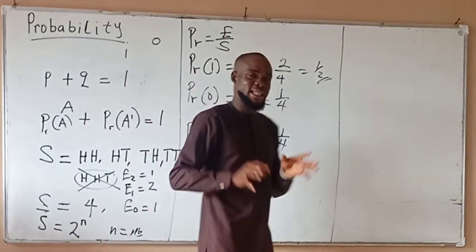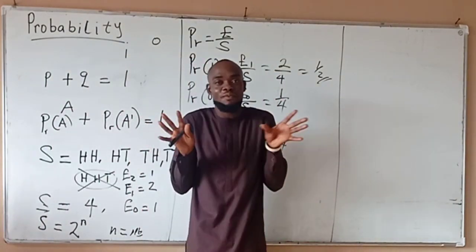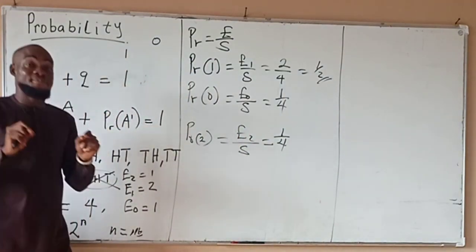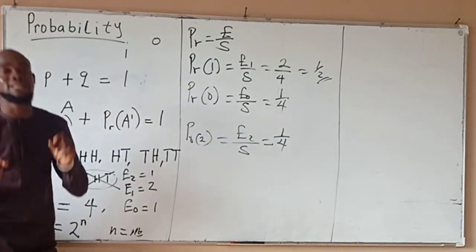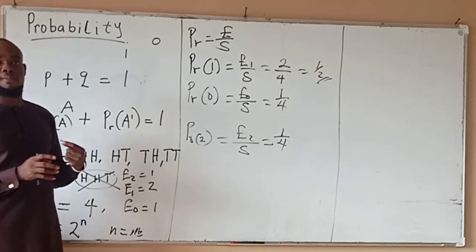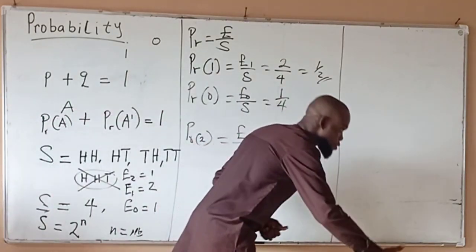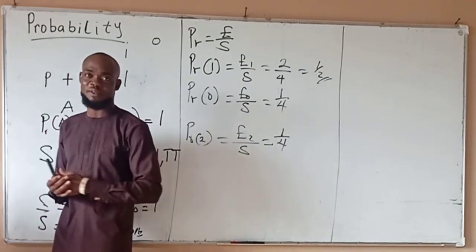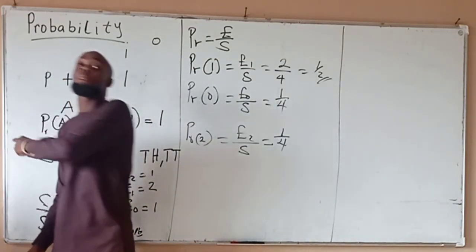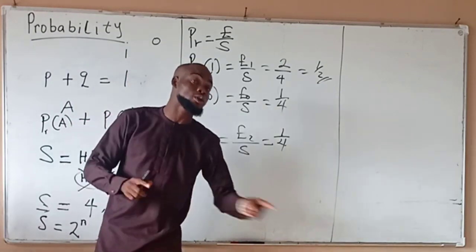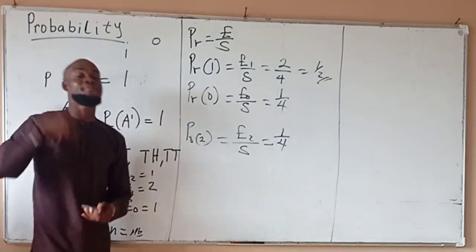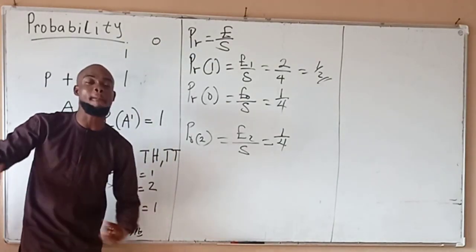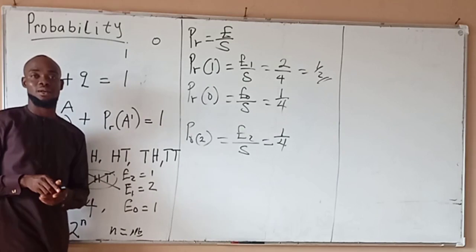Now, what about types of events? Events, we said, is the set of outcomes you get from an experiment, while the set of all possible outcomes is called the sample space. Now, events can be either independent or mutually exclusive.